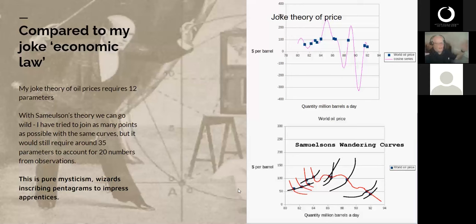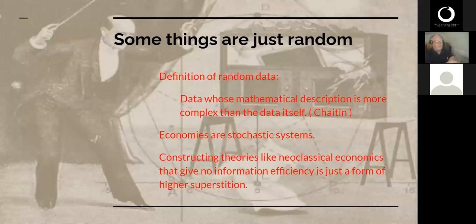It's pure mysticism, really. It's like an old style black magic seance where the magician draws pentagrams on the floor to impress the apprentices. The students are being impressed by these curves which the lecturer is drawing, but the curves are just curves. They're just curves on a blackboard. They're not theories. You have to accept some things are just random. What is something random? Well, random data is data whose mathematical description is more complex than the data itself. You have to accept that economies are stochastic systems. And as such, they're subject to random noise. And if you construct a theory like neoclassical economics that gives no information efficiency, it's just a higher form of superstition.